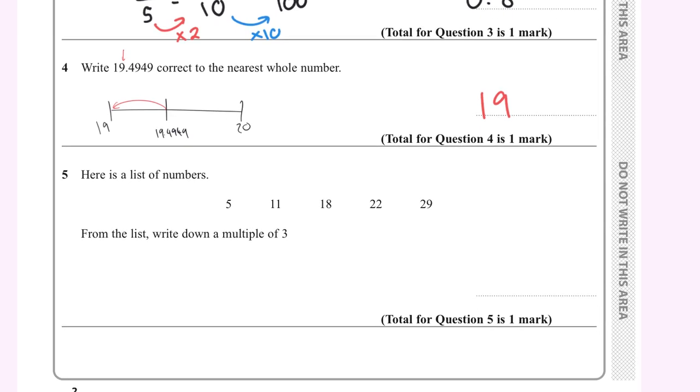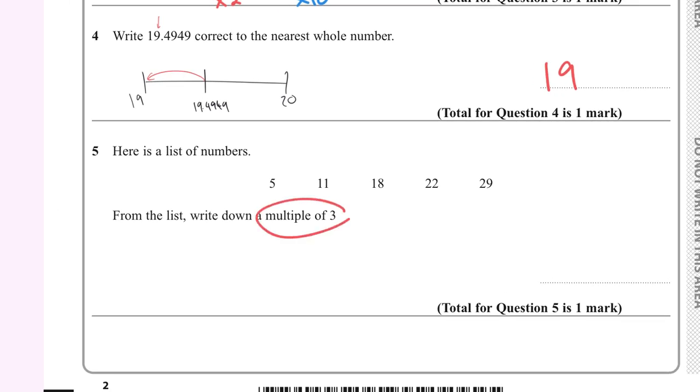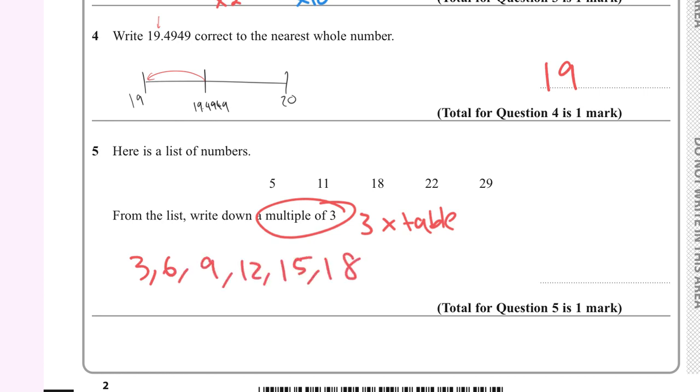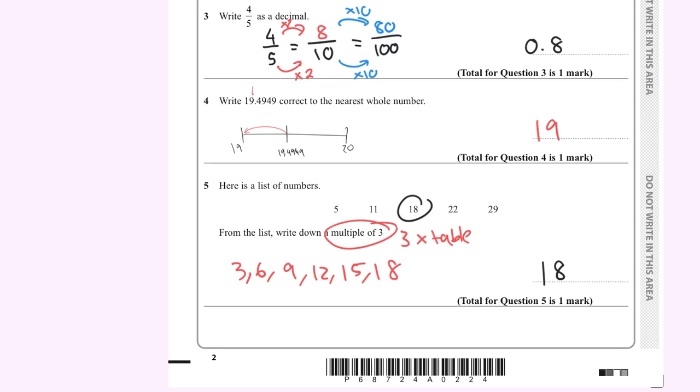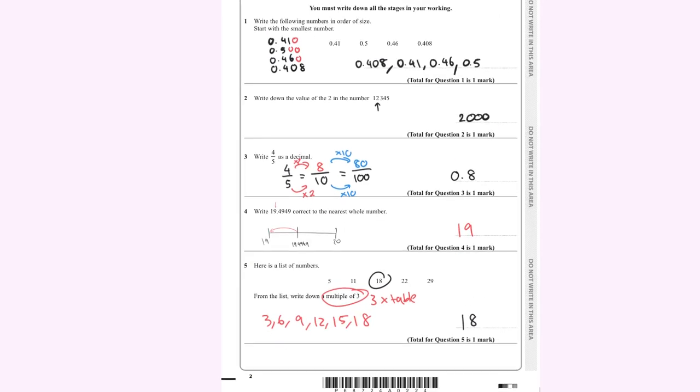List the numbers. Okay, so we're looking for a multiple of 3. Multiple of 3, that just means the 3 times table. If you wanted to just write them out: 3, 6, 9, 12, 15, 18, and found it. 18 is the one we're looking for. So that works well for us. And that's your first page.